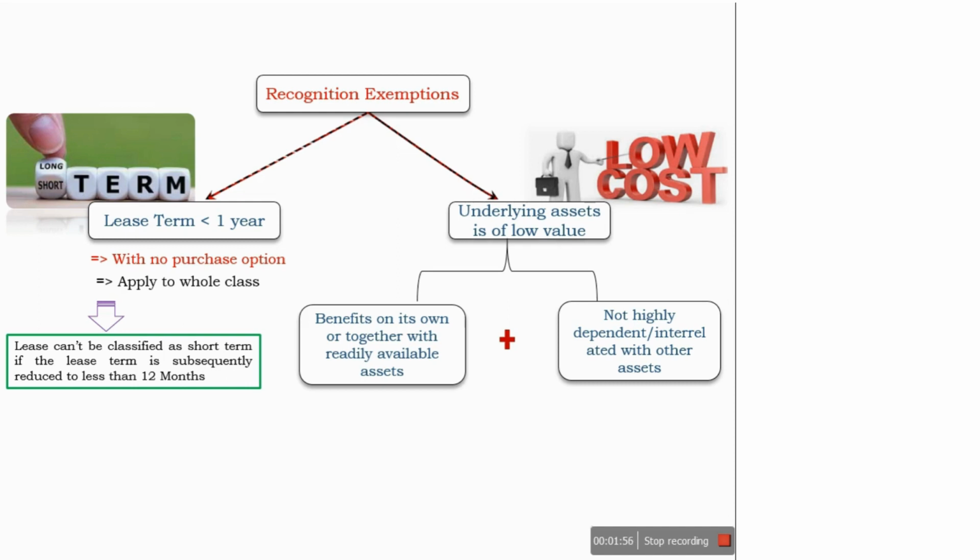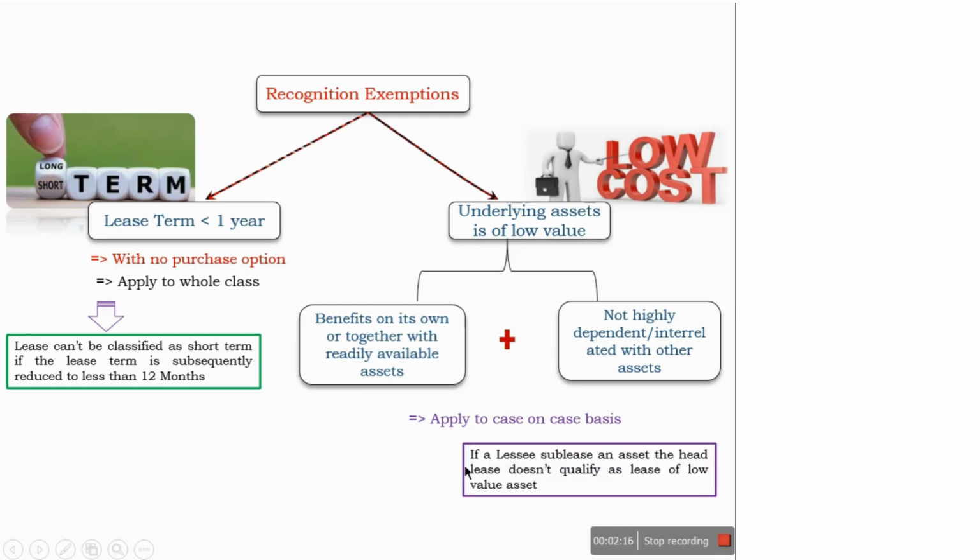In case of the low-value recognition exemption, it has to be applied on a case-to-case basis. In the short-term lease, we need to apply the exemption to the whole class of assets, but in case of low-value assets, it has to be applied on a case-to-case basis. Apart from it, if a lessee subleases an asset, the head lease does not qualify as a lease of a low-value asset. The lease payment will be booked on a straight-line basis.